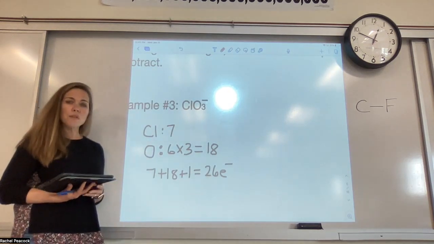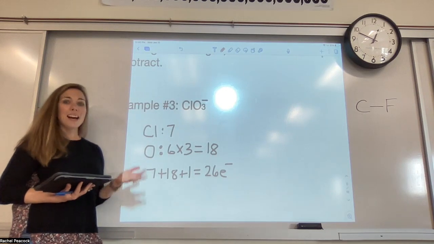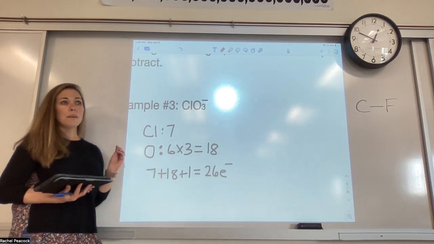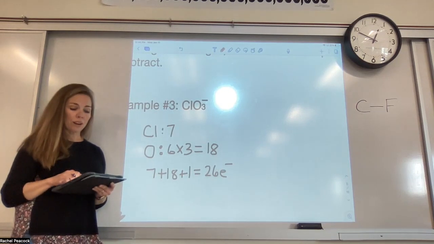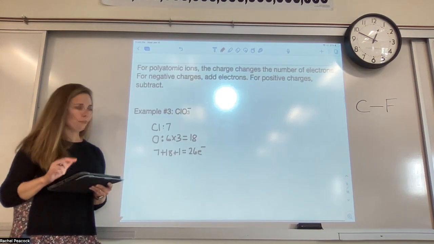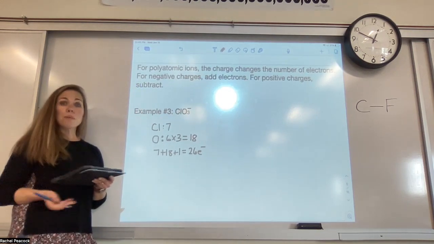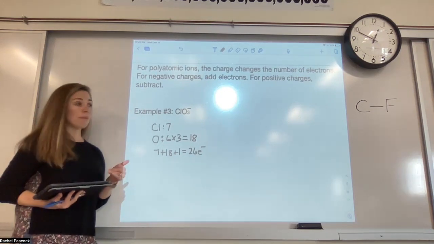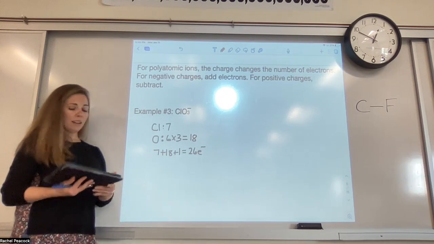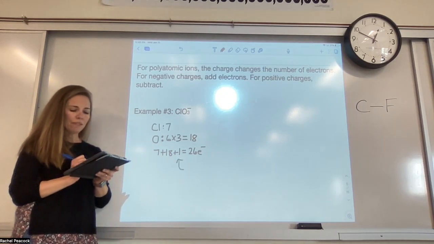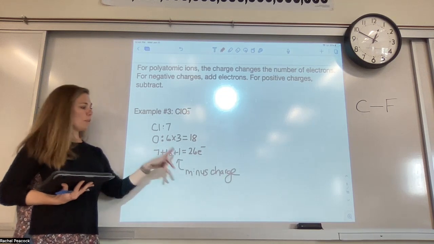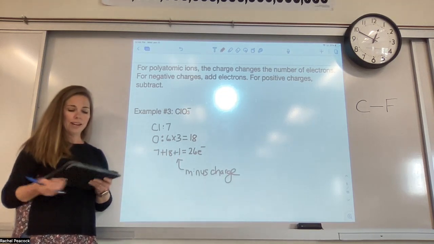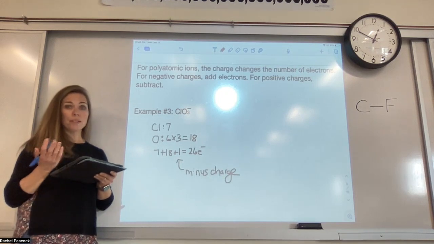So if it's a negative charge, which most of them are, you're gonna add electrons to your total. If it's a positive charge, like an ammonium, then you're going to subtract that electron from the total, okay? All right, so you're still going through the same steps you did before. Again, the only difference here is that your electron count is gonna take into account that minus charge, okay? And if for some reason you had 2 minus, you would be adding 2 instead of 1, all right?